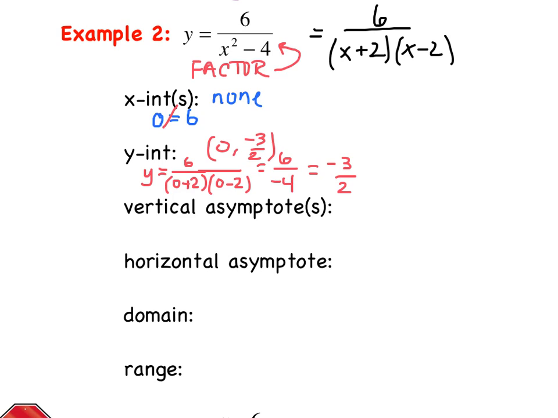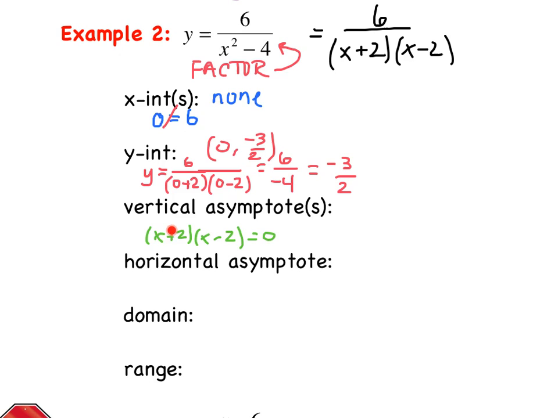Okay? The vertical asymptote is when the denominator equals 0. Well, in this case, we have x plus 2 and x minus 2 equals 0. So what do you think this means? All right, this means we've got two vertical asymptotes.